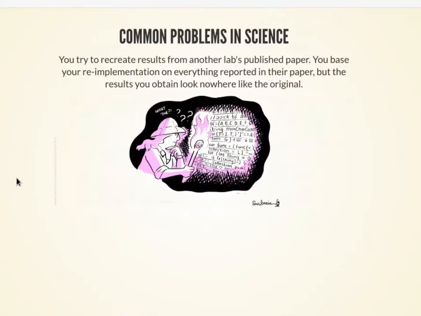And then the last thing is you work on a research question, and a lab that you admire has just published a paper with a really interesting result. So you take that paper to a journal club, you analyze it, you find out everything that they did in the method section, and then you try to re-implement their analysis. But the results that you obtain from the data look nowhere near what the original authors reported, and there's also no way for you to make it work.